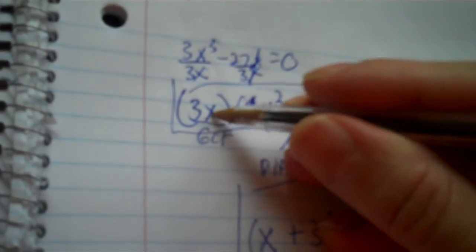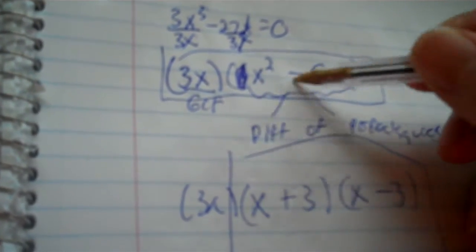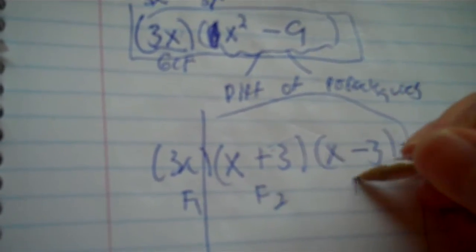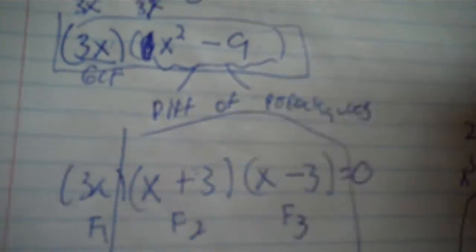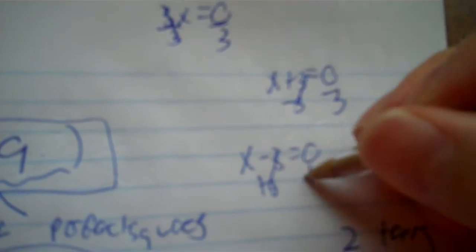Now, carry down your 3x, the GCF, because this turned into this, and then the 3x goes down. And then you have your F1, your F2, your F3. So 3x equals 0, we can divide by 3, and that's 0. X plus 3 equals 0, we subtract 3, that's negative 3. X minus 3 equals 0, you add 3, and that's positive 3.